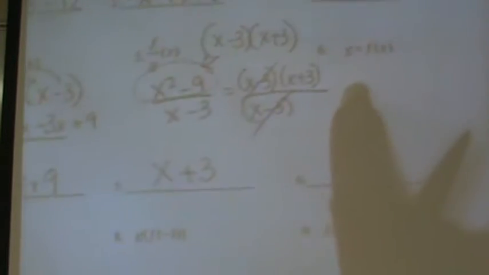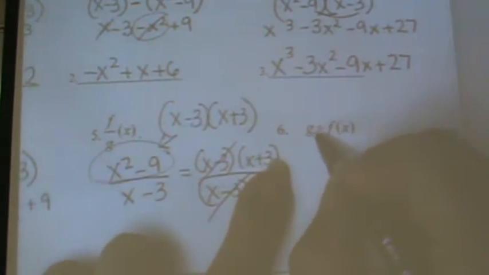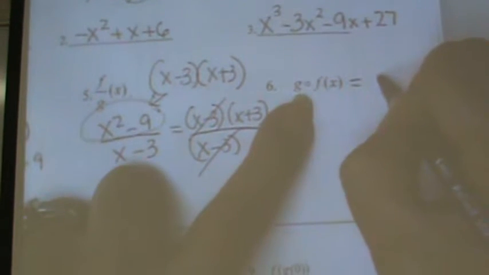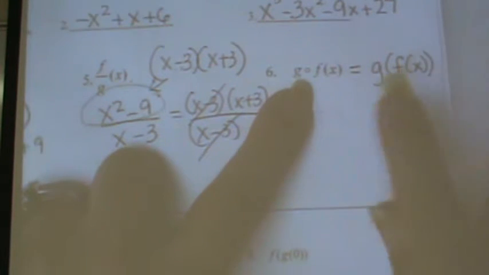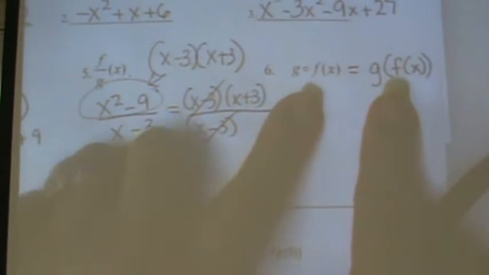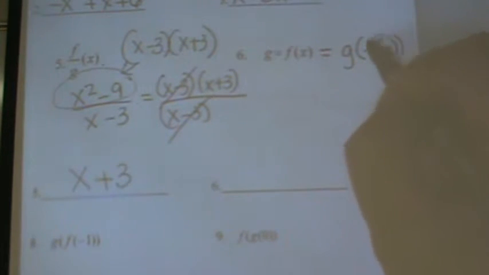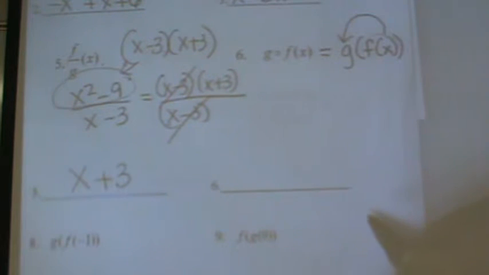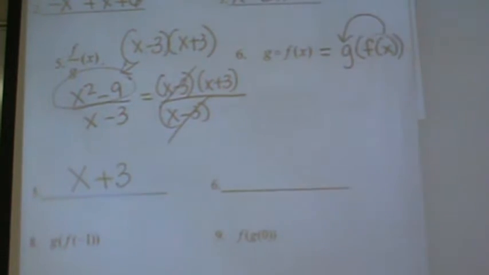Now, number 6 says g of f. Now, you could see this one written like this. These mean the same thing. What does this tell you to do? It says take the f function and plug it into the g function. The one in the middle goes into the one on the outside.